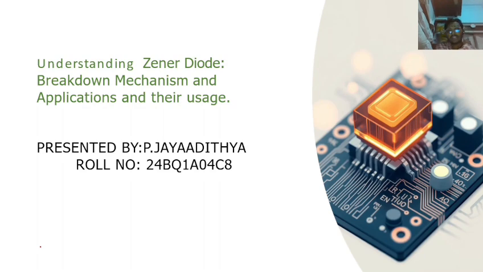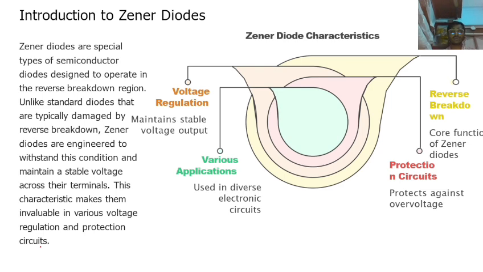Today's topic is Understanding Zener Diode Breakdown Mechanisms, Applications and Usage. Introduction to Zener Diode. Zener diodes are a special type of semiconductor diode designed to operate in reverse bias breakdown voltage. Unlike standard diodes that are typically damaged by reverse breakdown voltage, Zener diodes are engineered to withstand these conditions to maintain a stable voltage across their terminals. This characteristic makes them invaluable in various voltage regulator, protection, and other circuits.